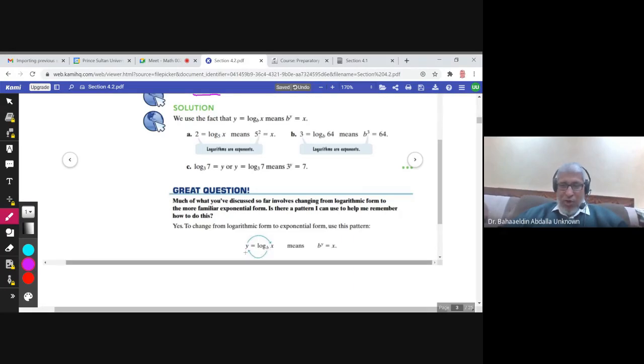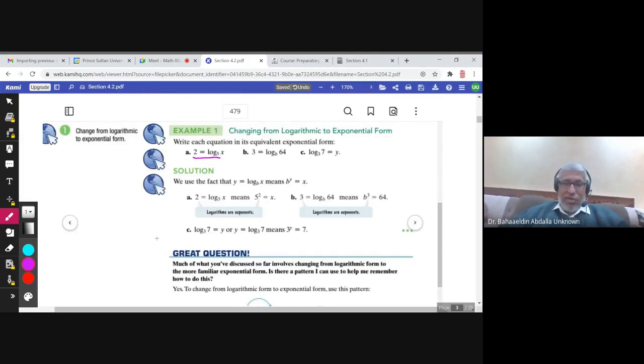b to the power y equals x. So this would be 5 to the power 2 equals x. So this is the first one. And this one, b to the power 3 equals 64. And this one, 3 to the power y equals 7. So this is how we change from logarithmic to exponential, and how we answer this question.